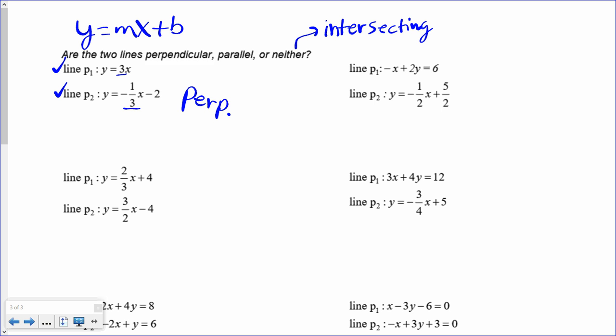Perpendicular because they are opposite reciprocals of one another. Okay? All right, next example, over to the right. Is this equation in slope-intercept form? No. Yes, it is in standard. What about the bottom one?